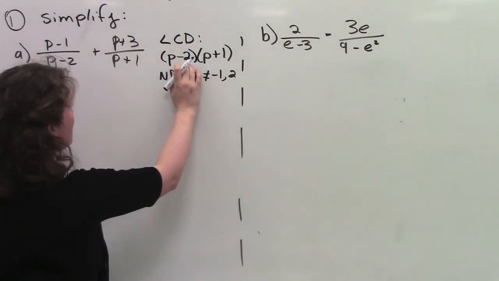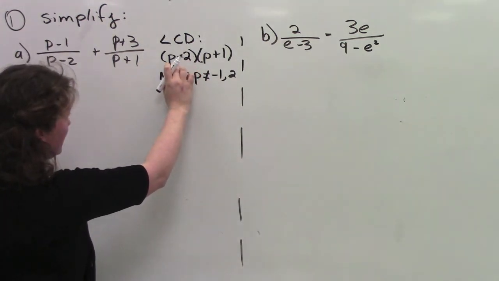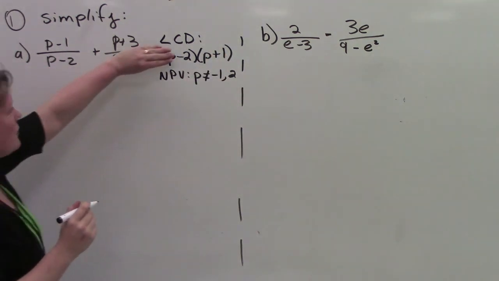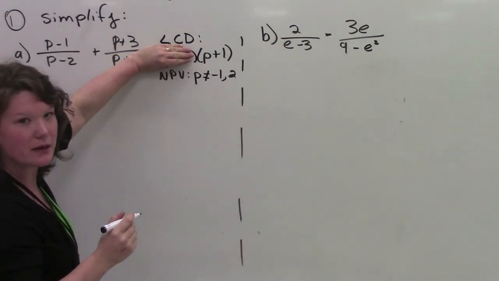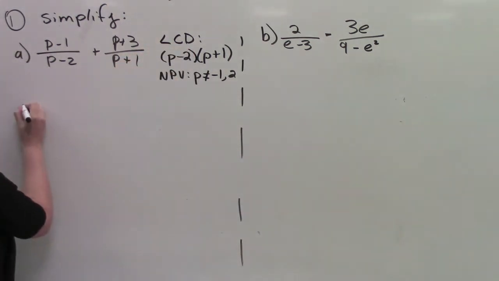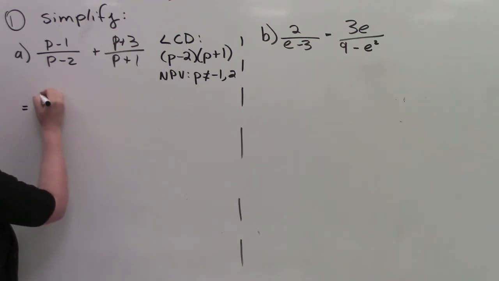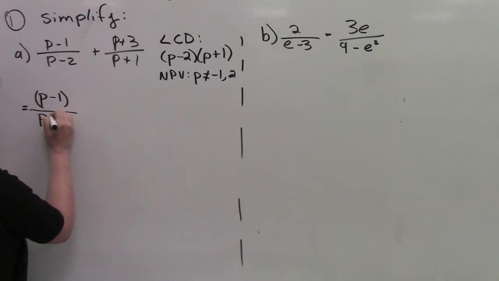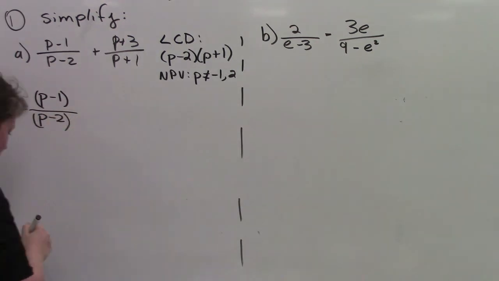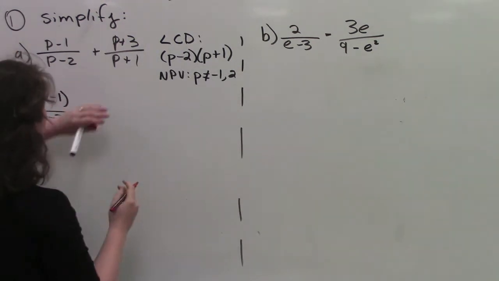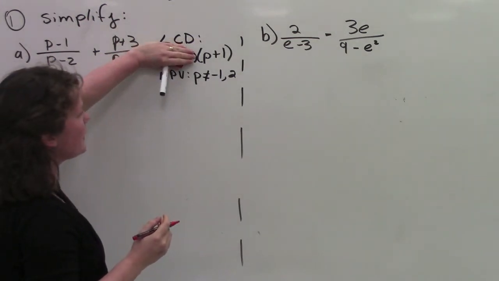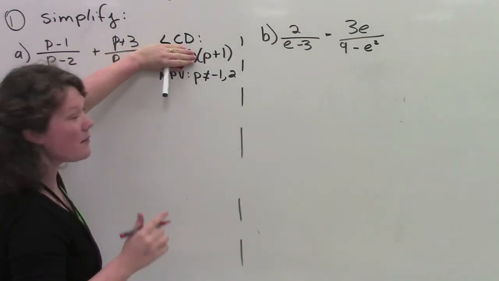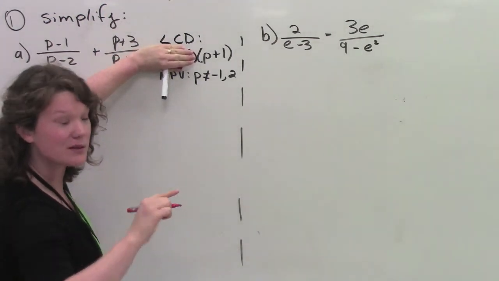Since our lowest common denominator is p minus 2 times p plus 1, when I look at this one, I want to cover up what's in my denominator so I know what I need to multiply by. So I'm just going to write it like this. This one gets a little bit complicated, so I'm just going to write my first one, p minus 1, over p minus 2. But what I want to do is multiply by what I need to get the lowest common denominator of that. Okay? So I'm going to multiply by p plus 1 over p plus 1.